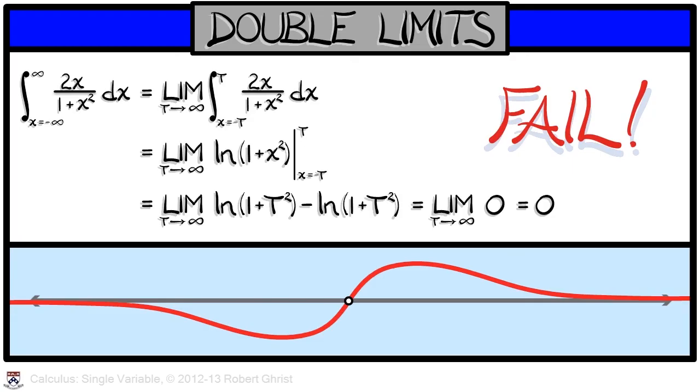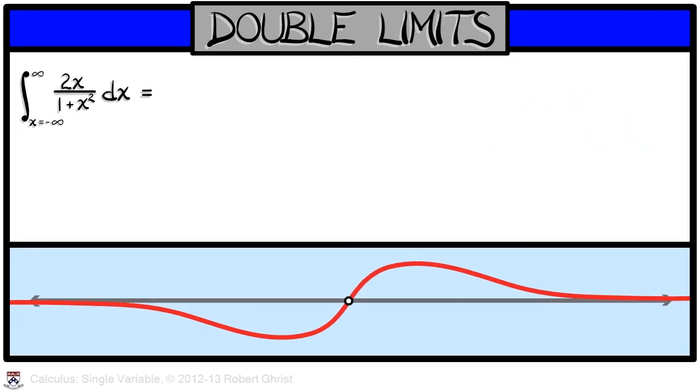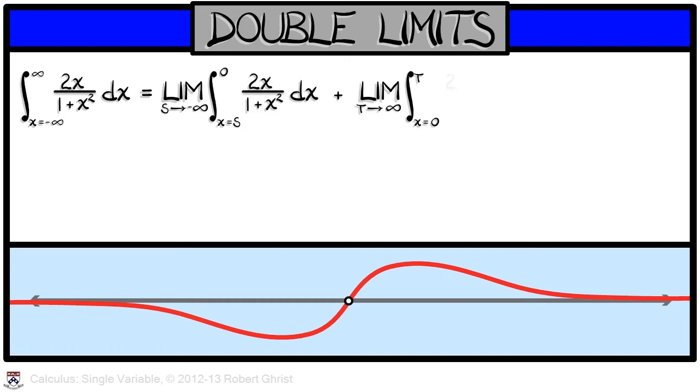What do we need to do? We need to take two independent limits. One as, say, s is going to negative infinity, the integral from s to 0. The other as t goes to positive infinity of the integral from 0 to t. When we have two tails, we need two limits. And I don't think it's too hard to see what the behavior of each of these is going to be.